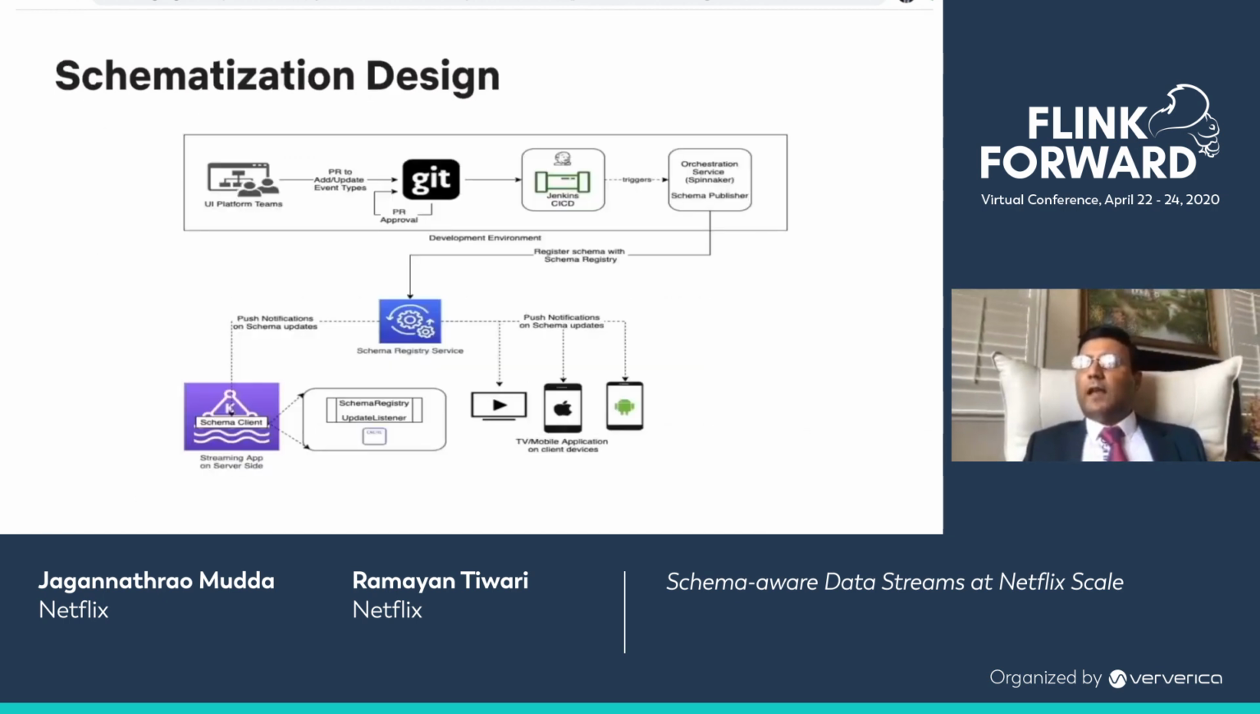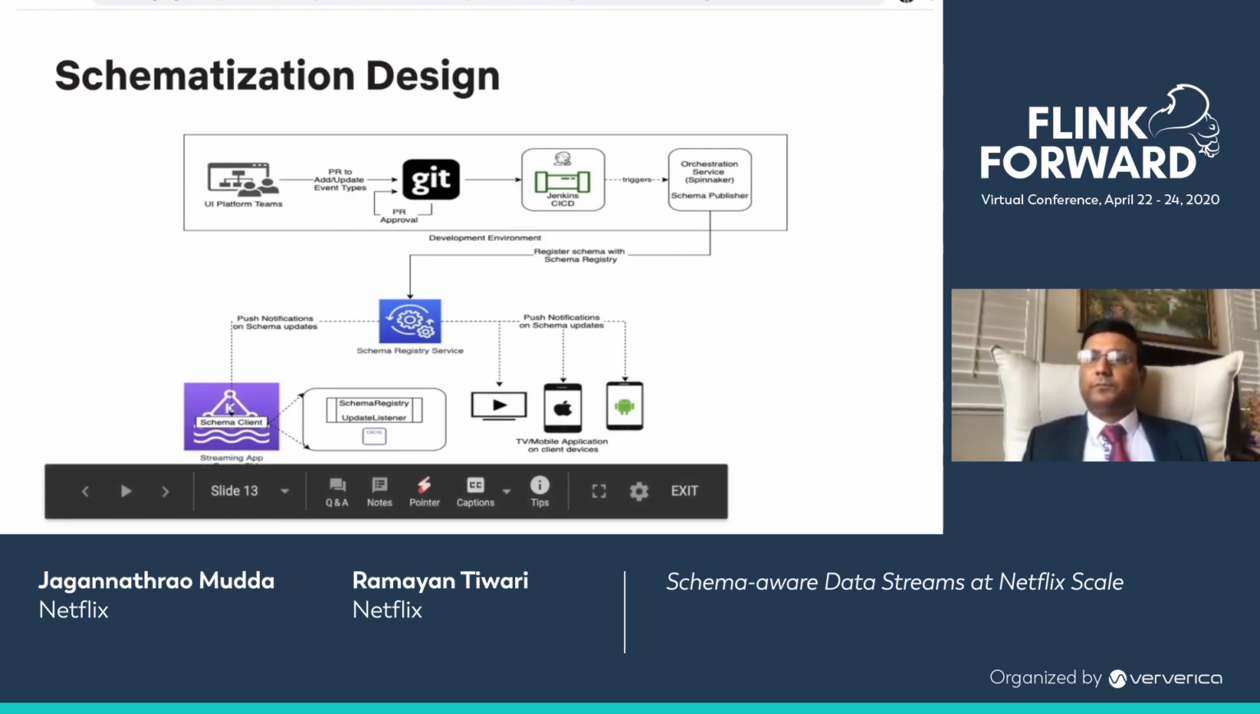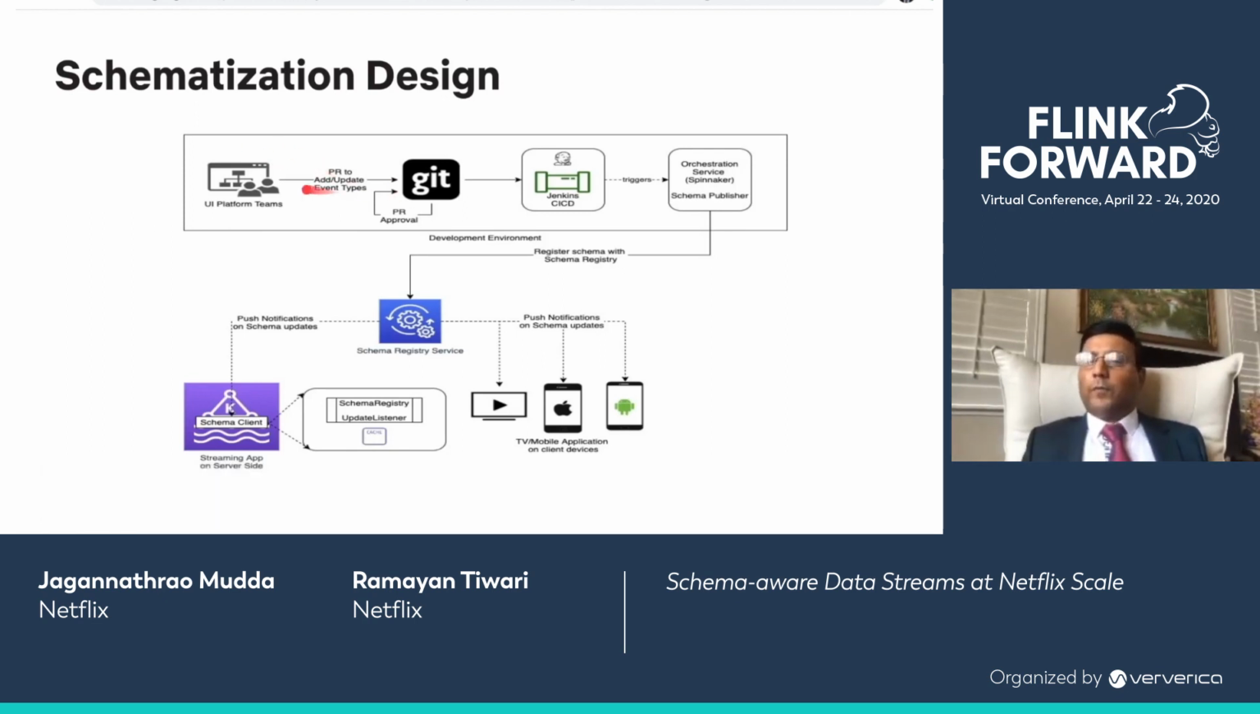Let us discuss the design of the schematization phase. As we discussed earlier, there are many UI platform teams who are the producers of the user behavior and application performance events. We have introduced a pull request process for adding or updating any event types so that it can be reviewed and approved. When the PR is approved, a CI pipeline will generate the Avro schema for that event type and register it with the centralized schema registry.